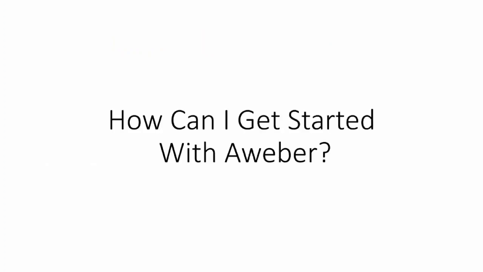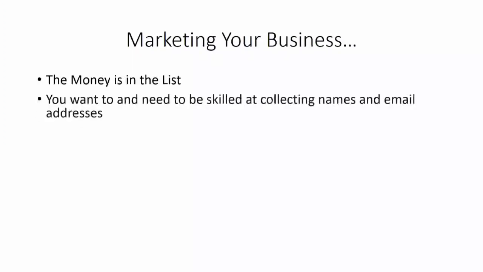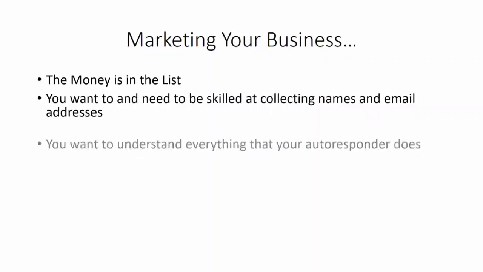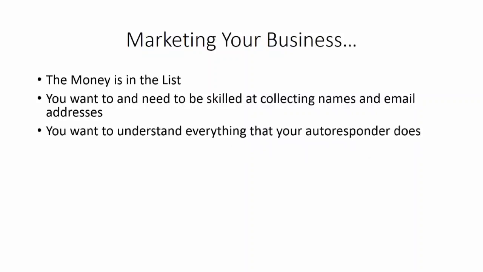Okay, I want to talk to you today about how you can get started with Aweber. And Aweber is a way of marketing your business. And you and I know, if you've been around being an entrepreneur or marketing online or marketing in general, you know that the money is in the list. You and I really do need to become skilled at collecting contact information, names and email addresses. And we do have to use an autoresponder to do that. It's the best way. It's an automated way to do that.